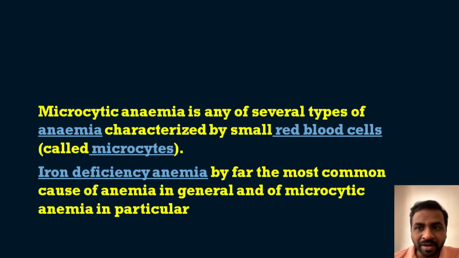So we know that microcytic anemia is any of several types of anemia characterized by small red blood cells called microcytes. So first of all, we should understand what a microcytic anemia is. It is characterized by small red blood cells, otherwise known as microcytes. And among the anemias, iron deficiency anemia by far is the most common cause of anemia in general, and of microcytic anemia in particular. Okay, so the most common cause of anemia in general is iron deficiency. That is another piece of information for you.